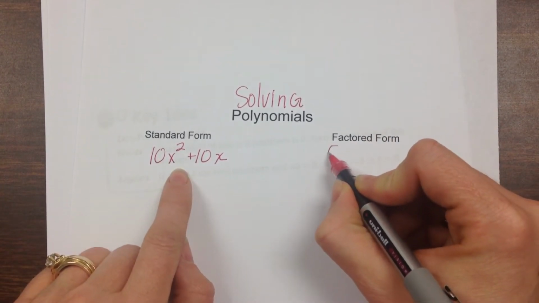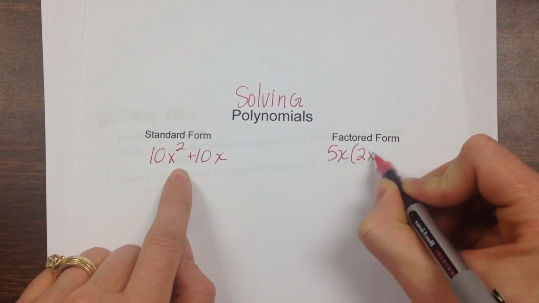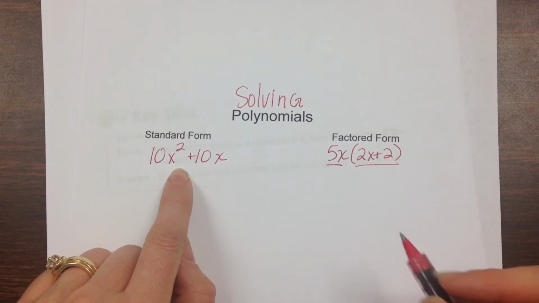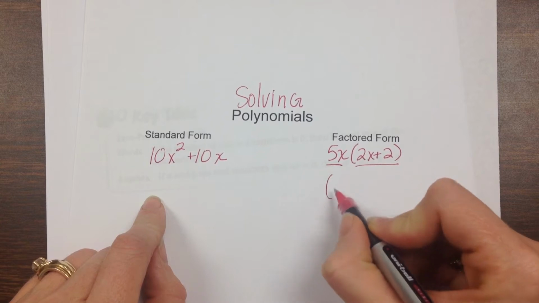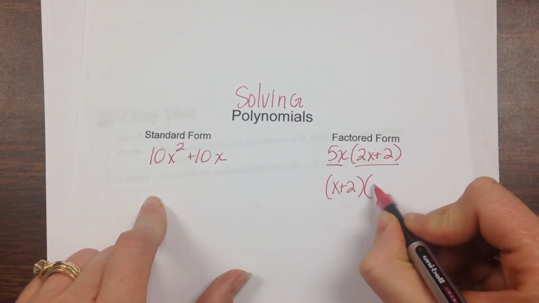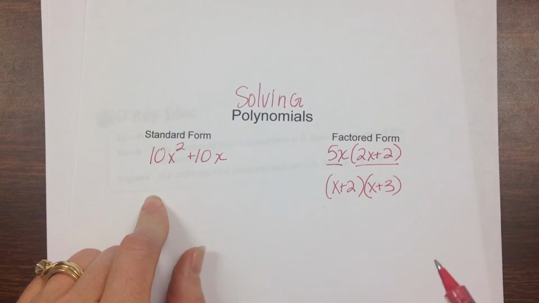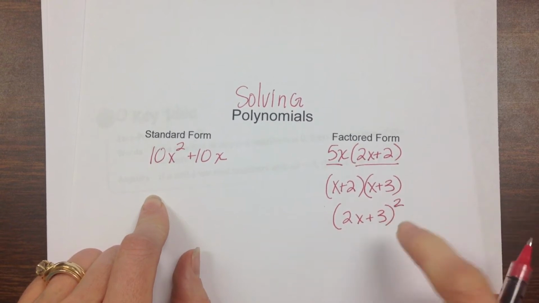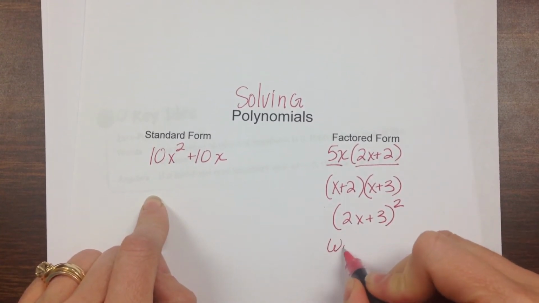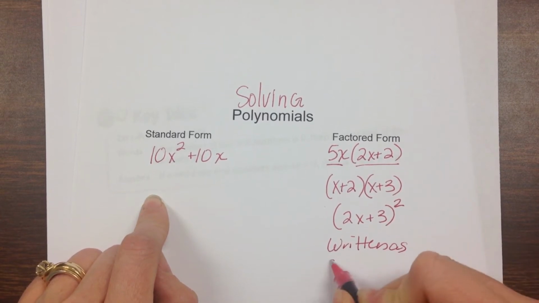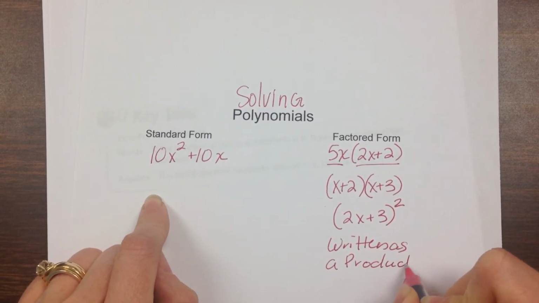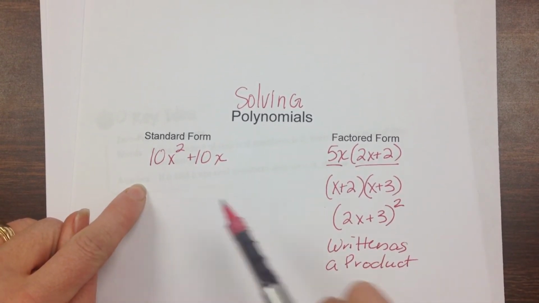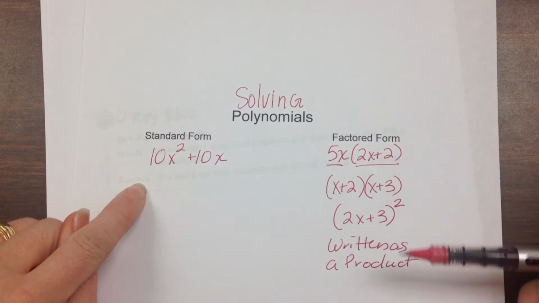So factored form of this looks like this. It's written as the product of two things. Okay? Here's another factored form, written as the product of two things. Could look like this, written as the product of two things. So each of these you guys have done as problems in order to get the standard form. However, today we're going to talk about why we actually want it to be in factored form.